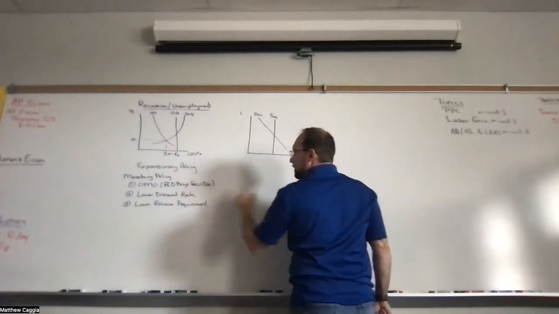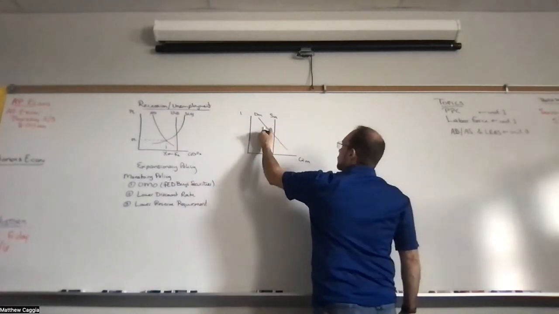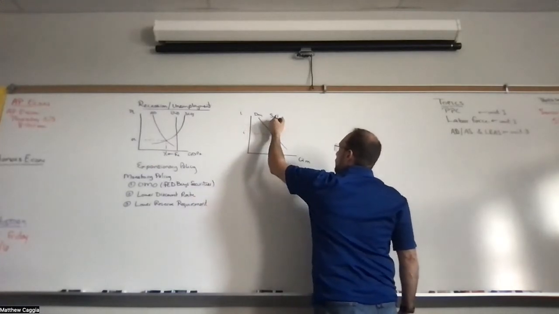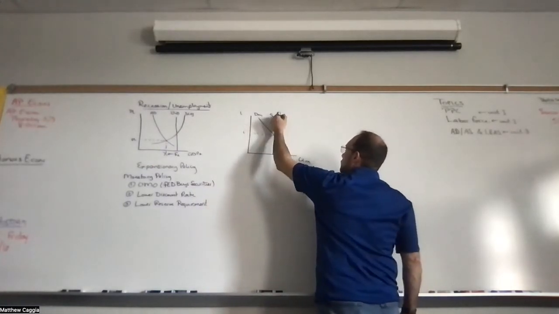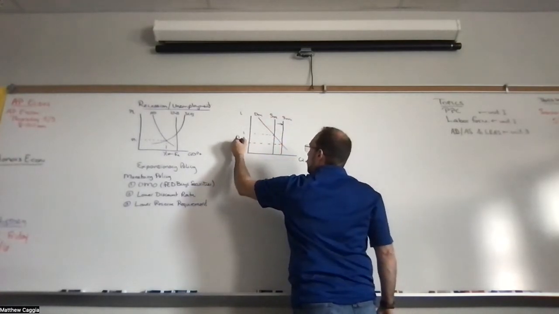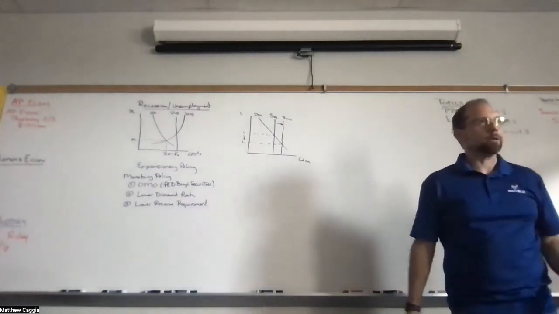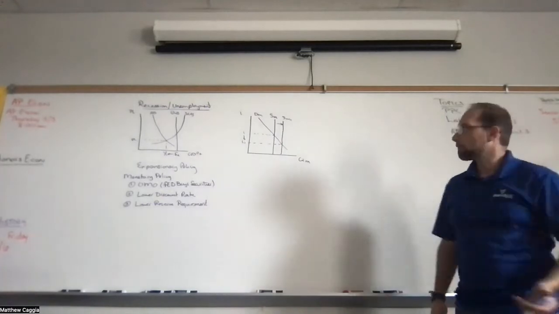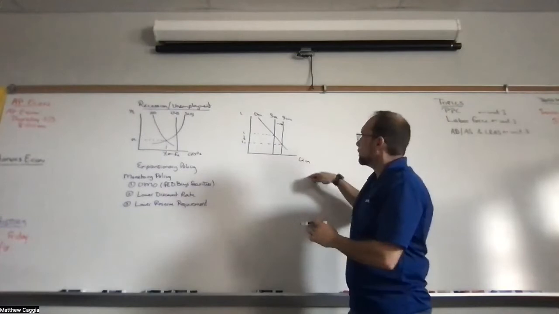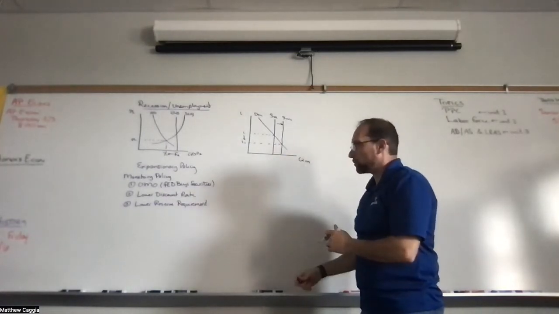If they do any of these three things, it's going to put more money into circulation, right? This is the original interest rate. We put more money in circulation. It lowers the interest rate. And at lower interest rates, more people will borrow money. Okay, so all of these things will increase the money supply and lower the interest rate.